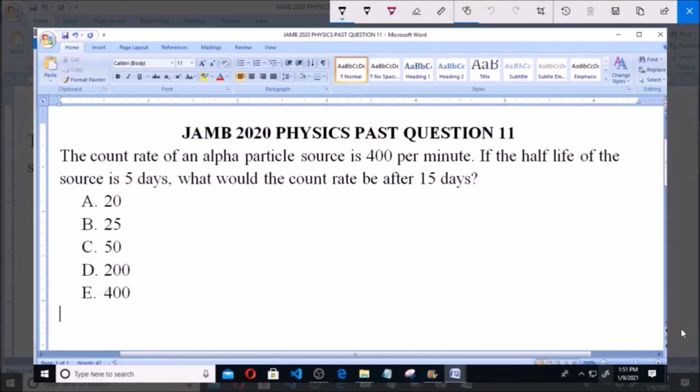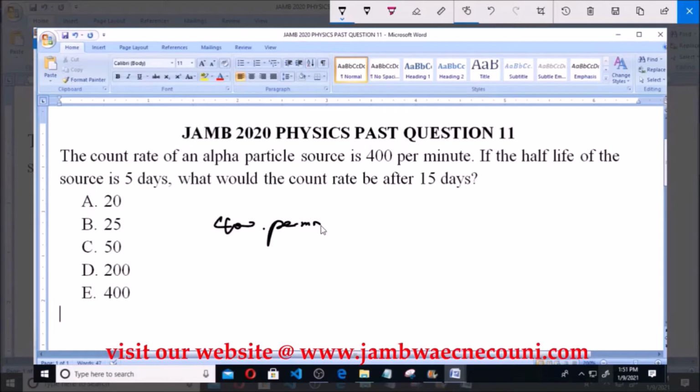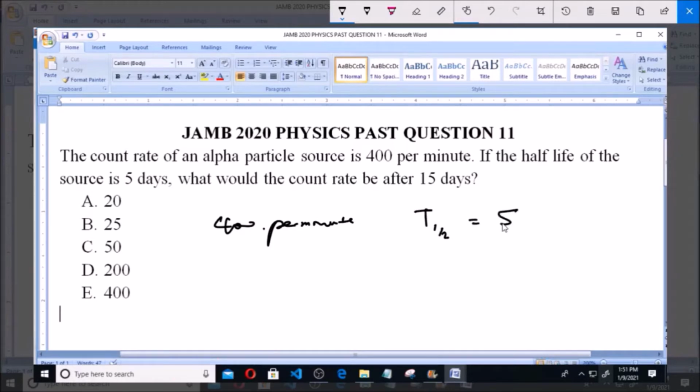Now the count rate of this source of alpha particles is 400 per minute, and the half-life, we call it T half, is equal to 5 days. So it simply means that in 15 days this source will have undergone 3 half-lives.